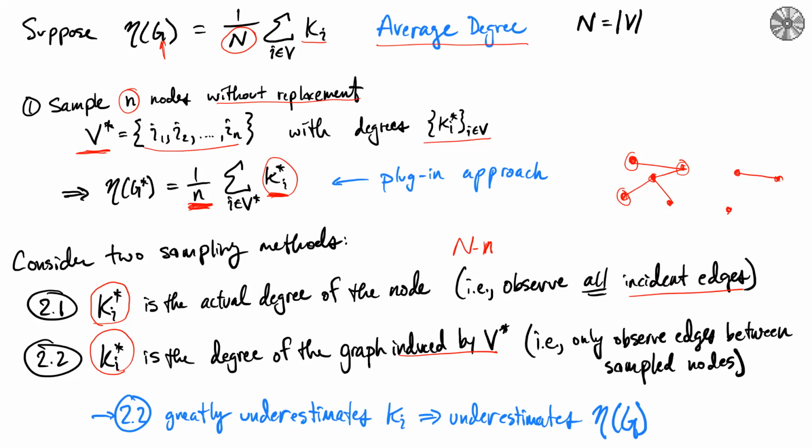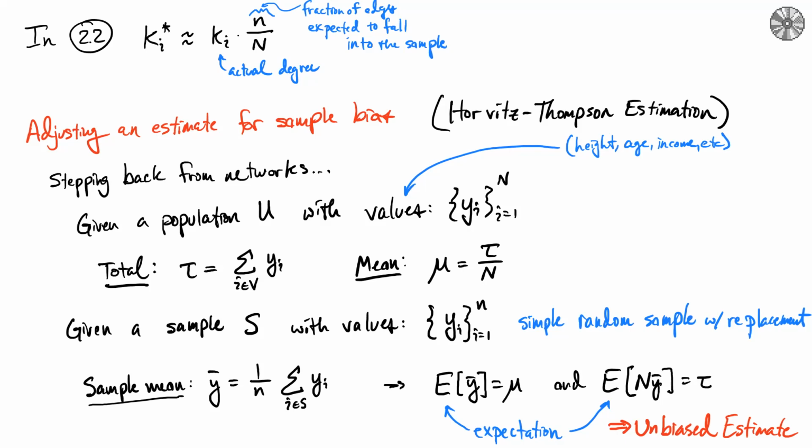So if we use the plug-in method with this kind of induced sampling, 2.2 here, then that means we're going to greatly underestimate the average degree. So this is just a motivating example where clearly sampling, and how that happens, is going to make a difference in computing this statistic. So how could we make this better? How could we accommodate for this kind of bias?